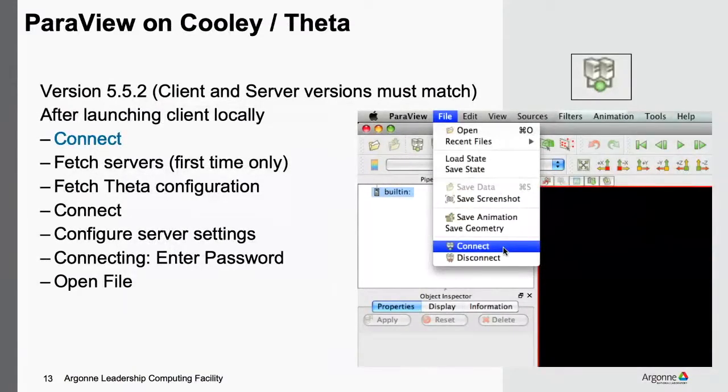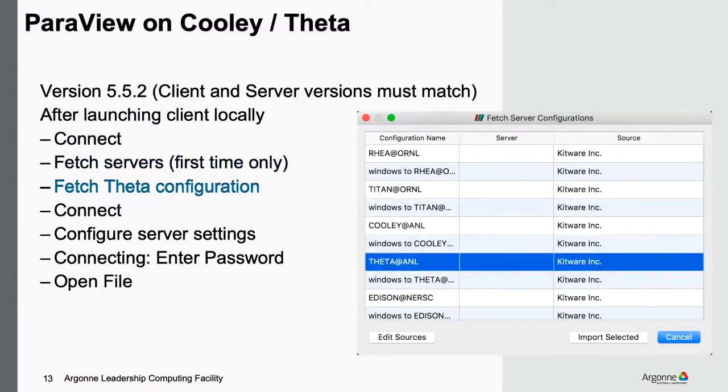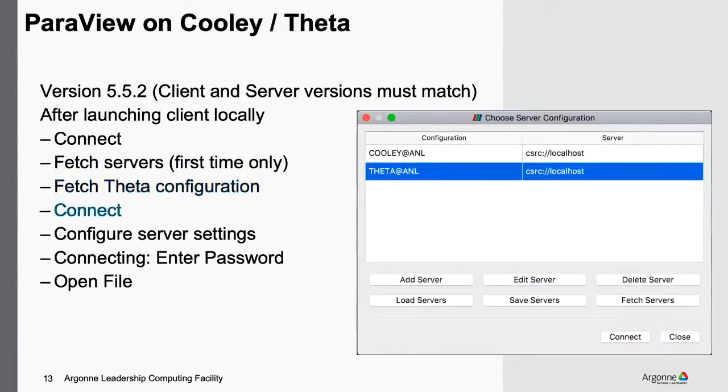But essentially, you launch your client locally, and then you say that you want to connect to a server, right? The first time you do this, there's a configuration file that says how to connect to Theta or Cooley, for example. If you click on fetch servers, there's a list of the different servers that you can download from their website, which has information that we've provided for them that makes the process easy. So you just fetch this server.